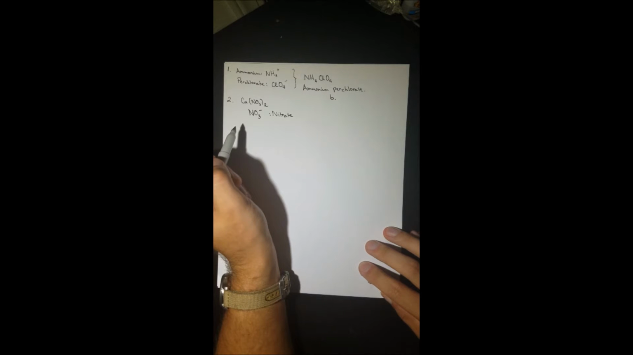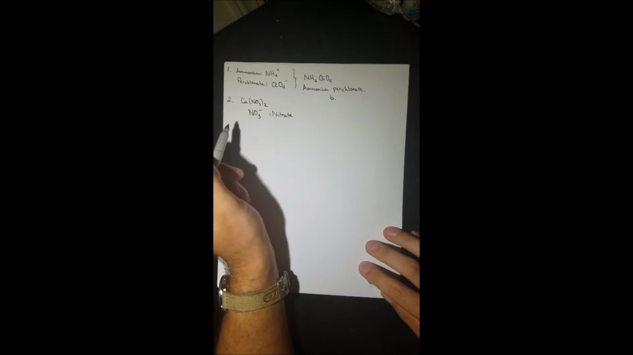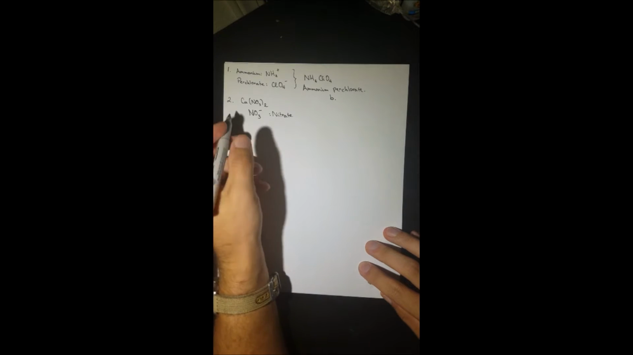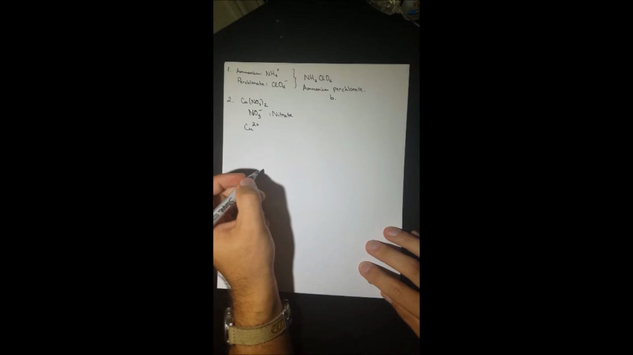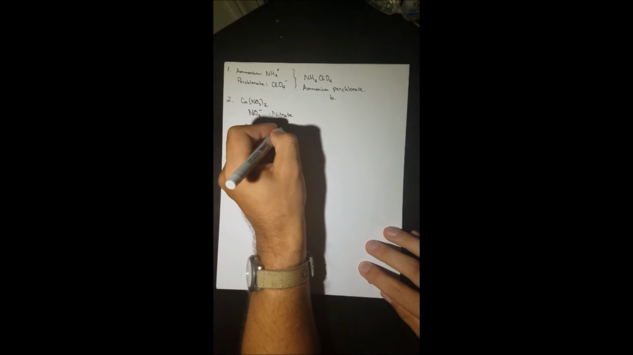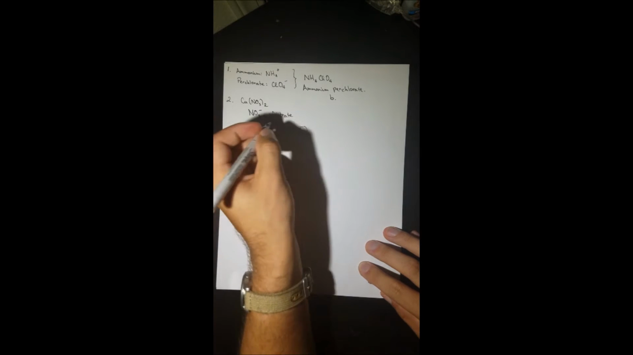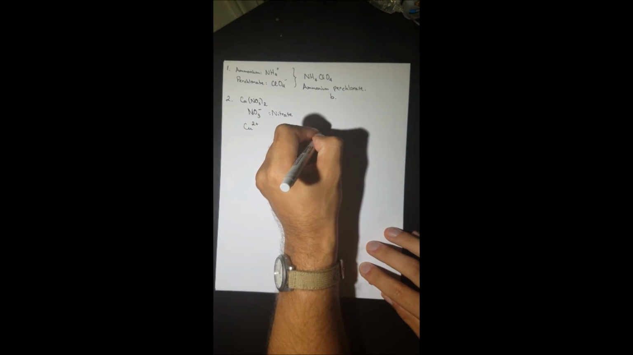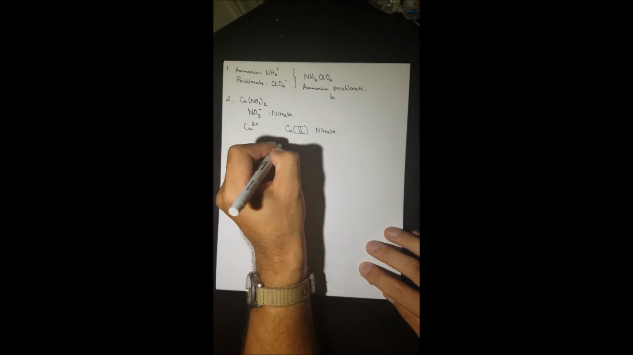which means the overall negative charge on the molecule is -2. So in order to make the overall charge 0, the copper must have a +2 charge. In other words, this is copper(II) nitrate, which we've seen before. So the correct answer for 2 is also B.